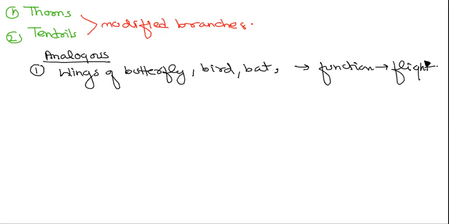So analogy indicates that although these species are not related to each other, totally unrelated, they develop similar adaptations for living in the same habitat. That's why analogy evolved from convergent evolution. Okay, ma'am. Any other doubt? No doubt, ma'am. That's good, great.